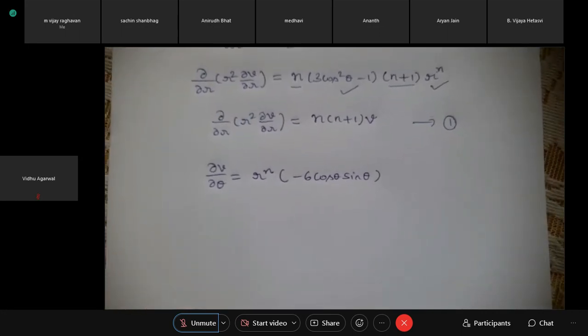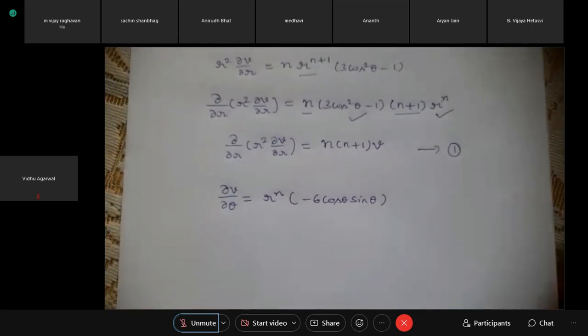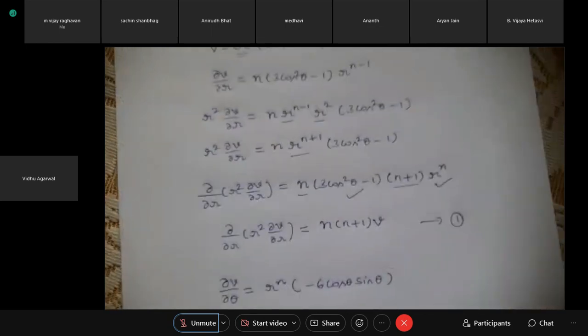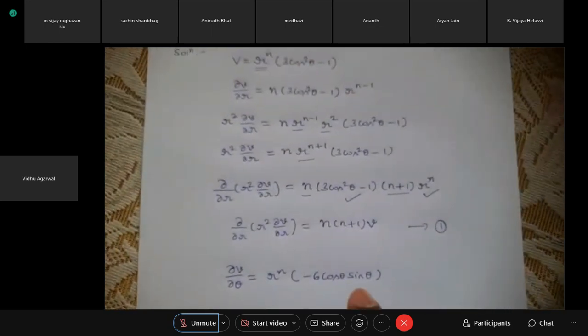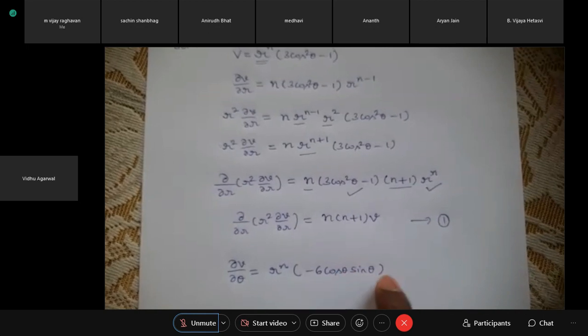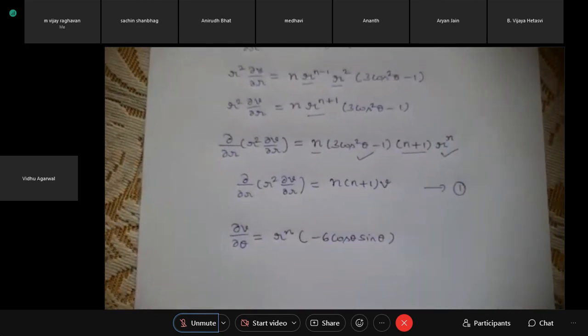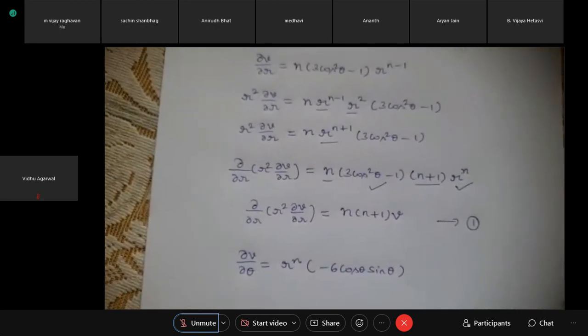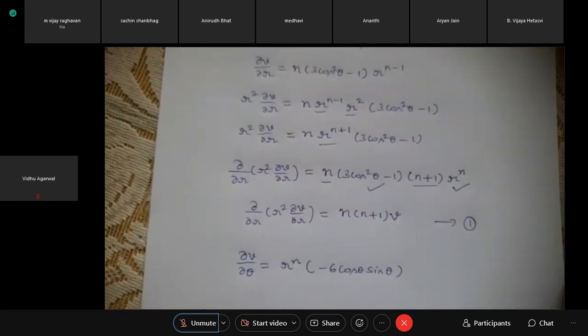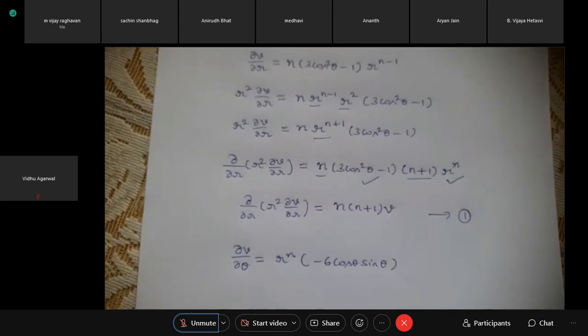Yes, sir. You have to confirm. If the differentiation is not correct, we are not going to get the answer. Is it fine if I write minus 6 cos theta into sine theta for the differentiation of 3 cos square theta? Yes, sir. Other, what do you say? Yes, sir.